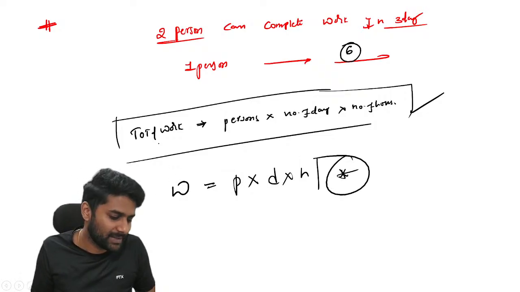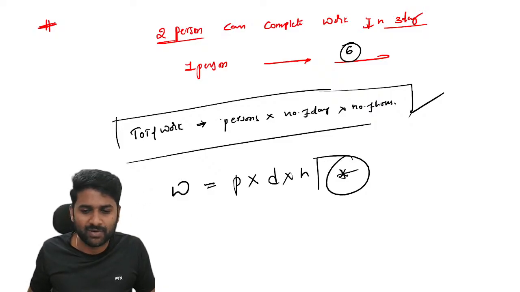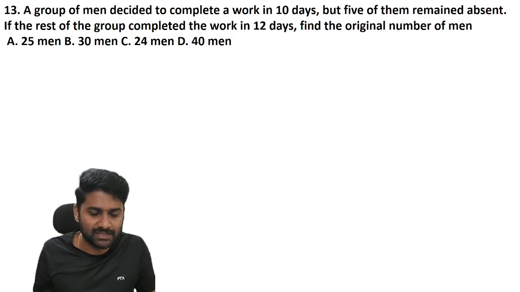So in a given comparison, you can apply the LCM concept. If you have the number of persons, number of days, and number of hours, you should multiply them. Just check with this question to understand that concept.